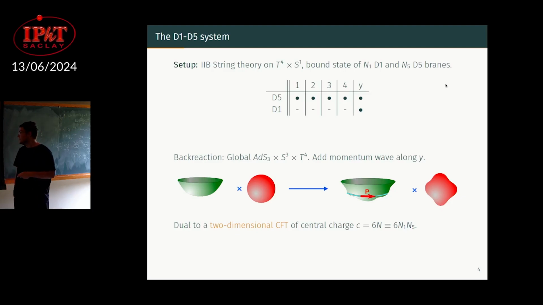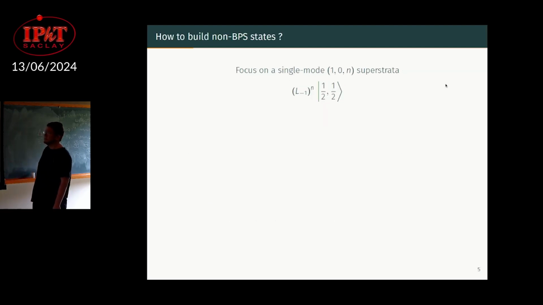It's already been said several times in this conference. The CFT is a standard symmetric orbifold model with a central charge proportional to the product of the number of branes. So now we want to build non-BPS states in this theory.